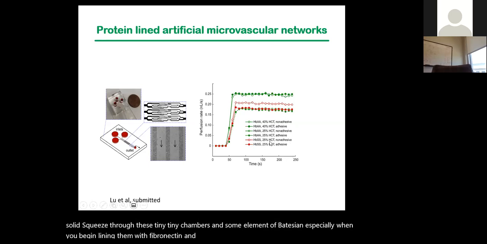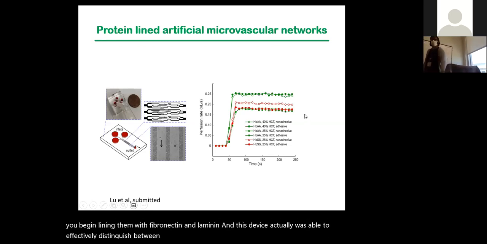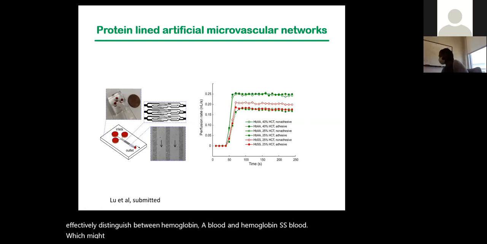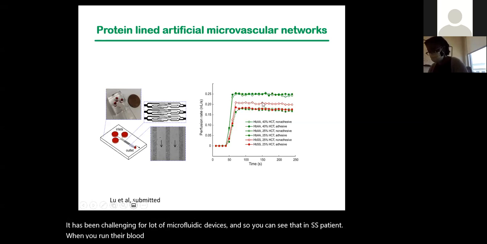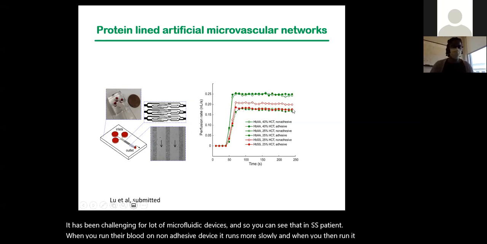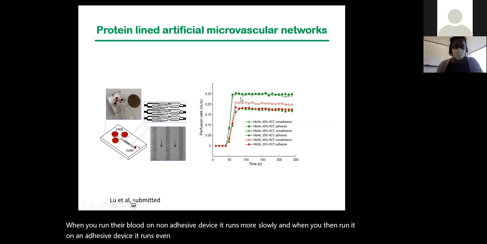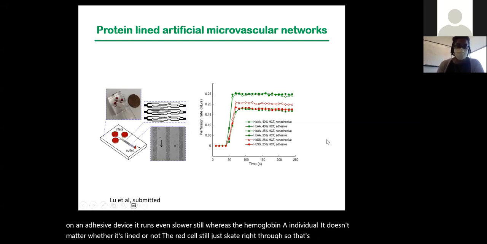And this device actually was able to effectively distinguish between hemoglobin AA blood and hemoglobin SS blood, which might sound like it's something very easy to do, but it has been challenging for a lot of microfluidic devices. And so you can see that an SS patient, when you run their blood on a non-adhesive device, it runs more slowly. And when you then run it on an adhesive device, it runs even slower still. Whereas a hemoglobin AA individual, it doesn't matter whether it's lined or not. The red cells still just skate right through. So that's an important thing that it can do.